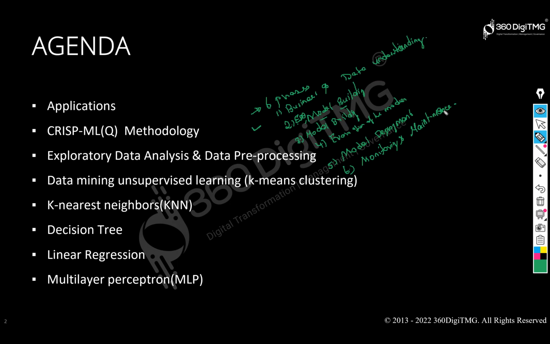This model deployment: you have to deploy your developed model. Once you have a good accuracy on it, you have to deploy it in your client's machine, right? That is the goal. Until we are deploying into the client's machine, it is not going to be useful. So whenever we develop a model, we have to deploy it into the client's machine.